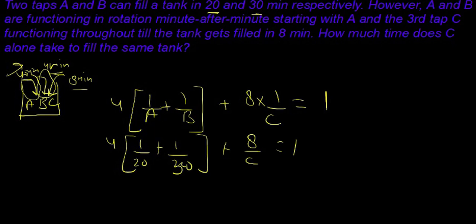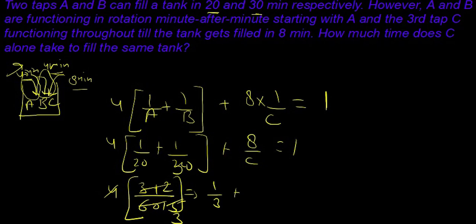20 and 30 give an LCM of 60. So 60 divided by 20 is 3, and 60 divided by 30 is 2. So 3 plus 2 is 5, and 5 by 60 is 1 by 12... so what will we get? It is only 1 by 3 plus 8 by C is equal to 1.